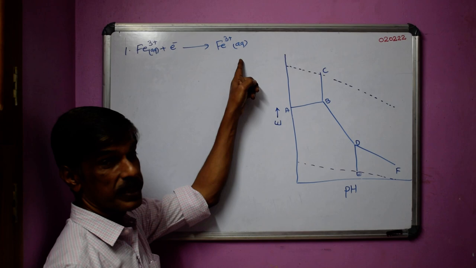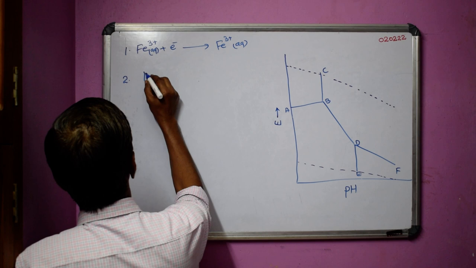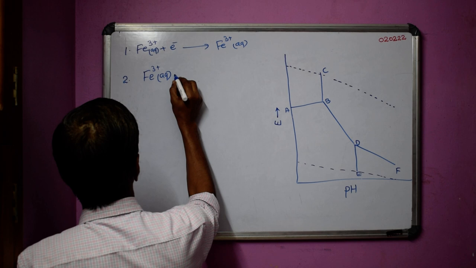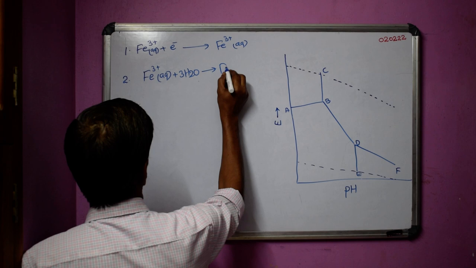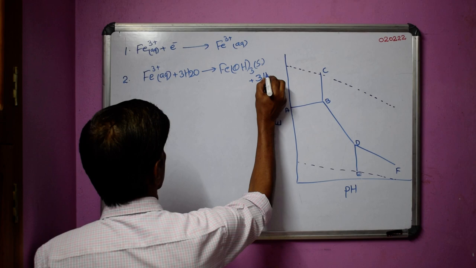It is independent of pH because this equation does not involve H plus ions. And the second equation, second reaction that may occur in the same medium, you can see that it is the conversion of Fe3+ again in the aqueous medium reacting with the water forming Fe(OH)3 plus H plus.